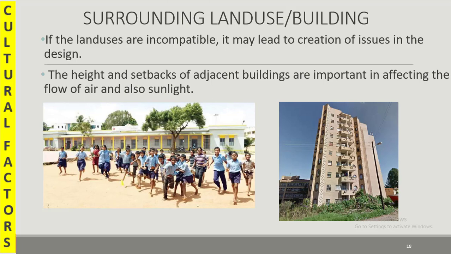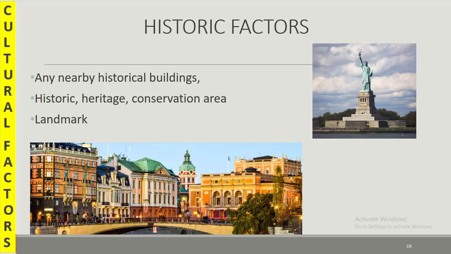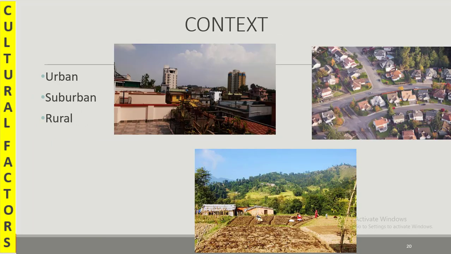For example, if the adjoining building to our site is a school, we have to think about blocking the noise by creating a barrier. Also, the height and setbacks of adjacent buildings are important in affecting the flow of air and sunlight. In historic factors, we collect information on any nearby historical buildings or any historic, heritage, conservation area and, of course, the landmark. Context is very important to decide what type of design we can propose.